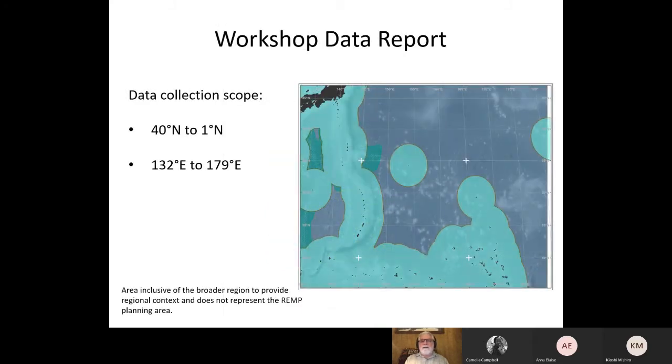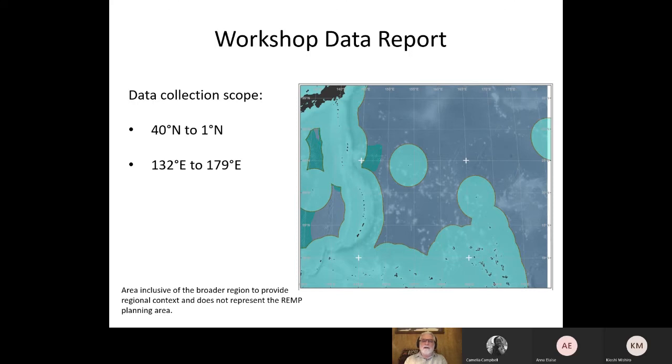So first thing in the data report was to develop the scope or extent of the region, and in this map here you can see four white checks on the map. These are the locations of the approximate area that we're looking at for the RIMP planning process, but we've collected data for an area extending beyond that to provide more context.